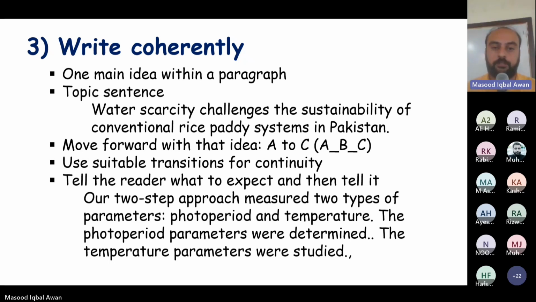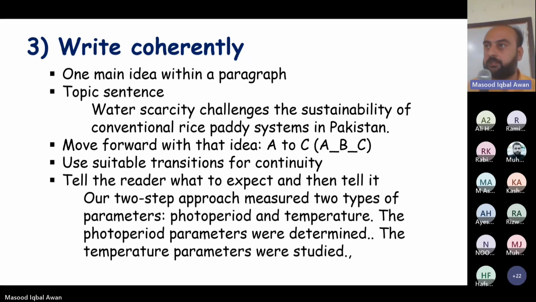For example, there is a sentence: water scarcity challenges the sustainability of conventional rice paddy systems in Pakistan. So there are three key words in this sentence: water scarcity, sustainability, and the production system, that is conventional rice paddy system. If in this paragraph we are starting with water scarcity, which is challenging the sustainability and threatening the conventional rice paddy system, we should not jump directly from point A to C. We should move from point A to B and then to C.